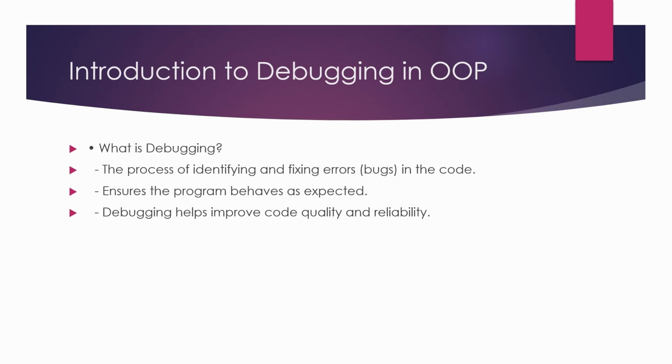Let's begin with debugging. Debugging is the process of identifying and fixing errors, commonly known as bugs, in your code. It ensures that the program behaves as expected and helps improve code quality and reliability. It's an essential skill for every programmer.